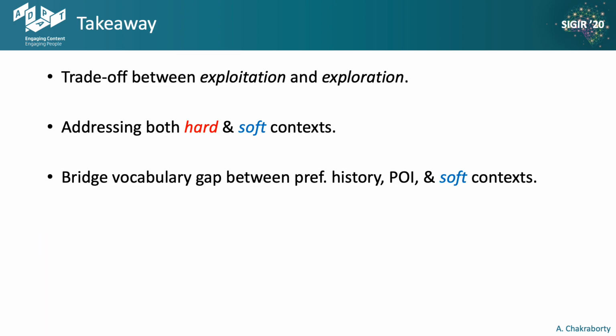Just to wrap up, we investigated the trade-off between exploitation and exploration, that is, the balance between two information sources, preference history and the information about the POIs in the current context. We model both hard and soft contextual constraints and bridge the vocabulary gap between preference history, POI, and soft contexts.